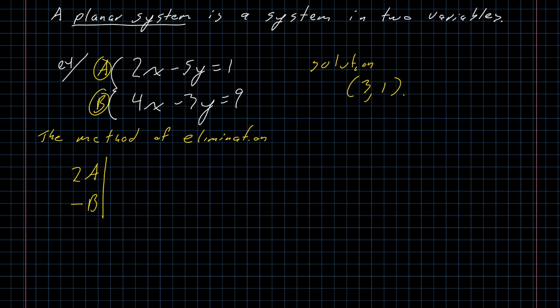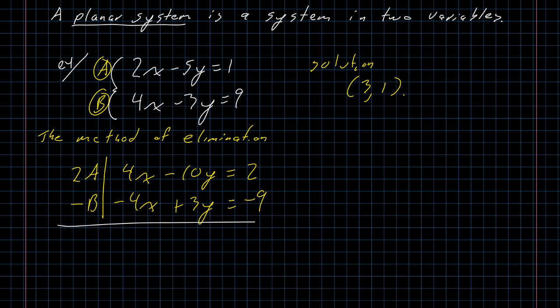When I do that, I will have 4x minus 10y equals 2. Just multiplying left and right side of that first equation by 2, and then multiply left and right side of the second equation by -1. I get -4x plus 3y equals -9. Now here's the step that everyone looks at and panics about. I'm going to add these equations together.